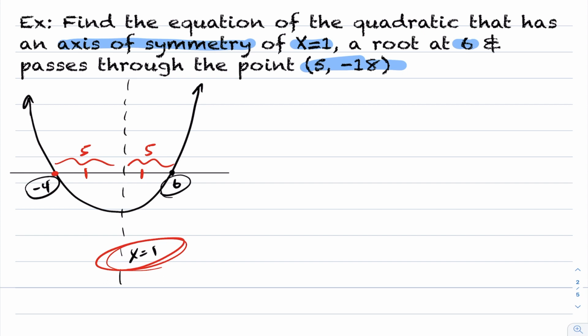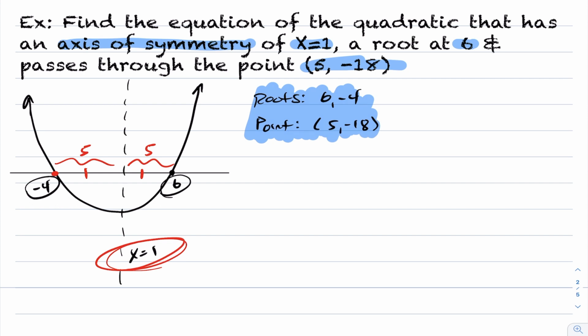So there's a lot that they're telling you here. When they tell you a root and they tell you your axis of symmetry, you can quickly figure out the other root of the quadratic. So in this situation, really what they're saying is this quadratic has roots at 6 and -4 and passes through the point (5, -18). So now this question is really just an older type of problem that we just have done. Now I'm given 2 roots and a point. So just like we did in the previous example, you would proceed.